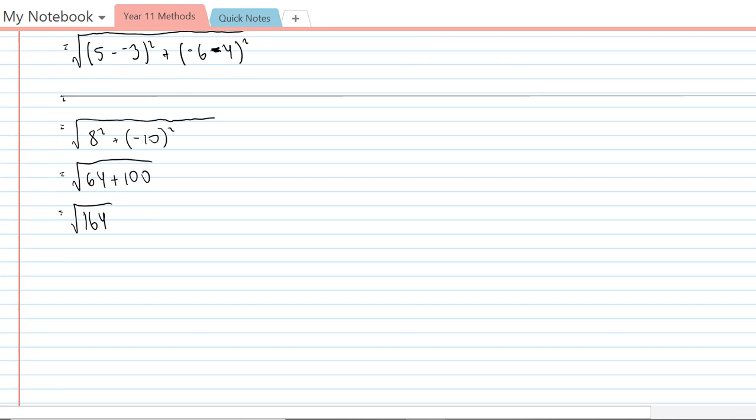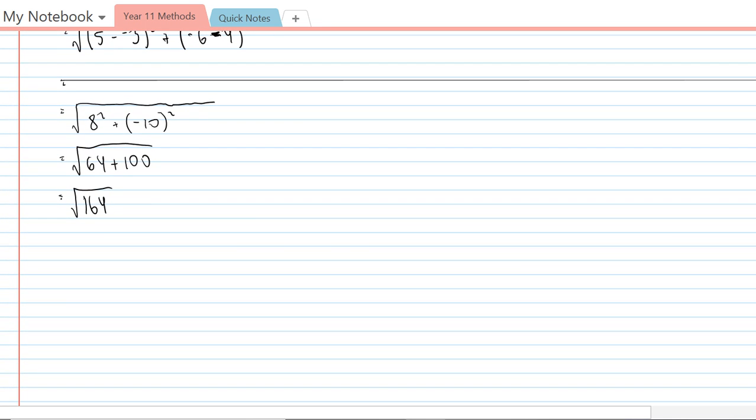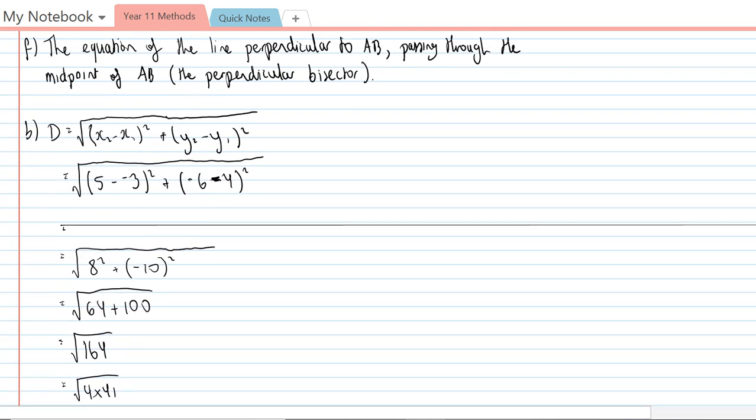And I could try to simplify that. I'm thinking that 4 is perhaps the highest number that is a perfect square that will go into it. So that is the square root of 4 times 41, which is just 2 root 41. So that is the distance between the 2 points.